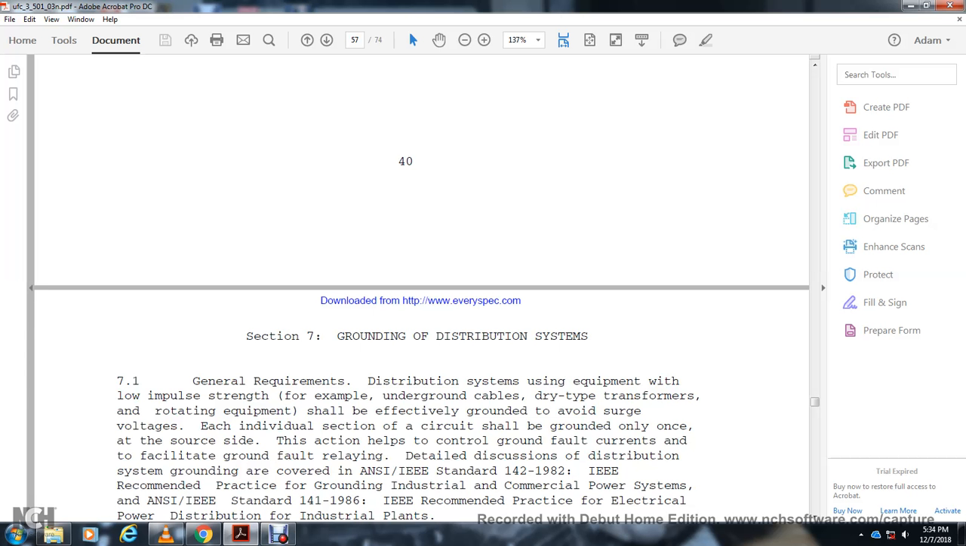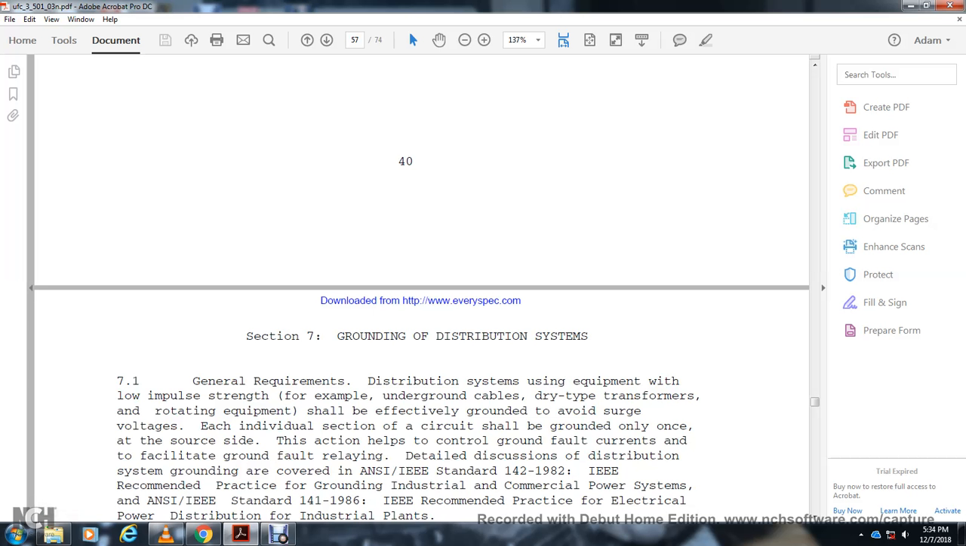General equipment. The distribution system with the equipment with the low impulse of the string, for example, the underground cable, the dry type of transformer, the rotating equipment should be the effect of the ground to avoid serve the loads of each of the individual section. The circuit should be the ground with the only ones for the short of the side. But the action of help the control of the ground, the fault of the current. The ground fault relaying with the detailed discussion of the distribution of the system.